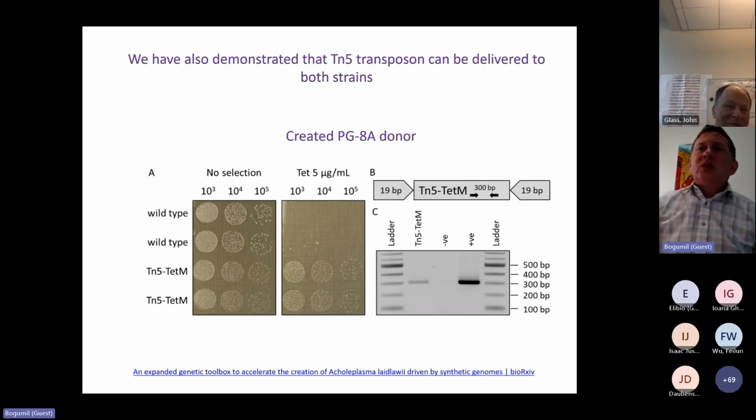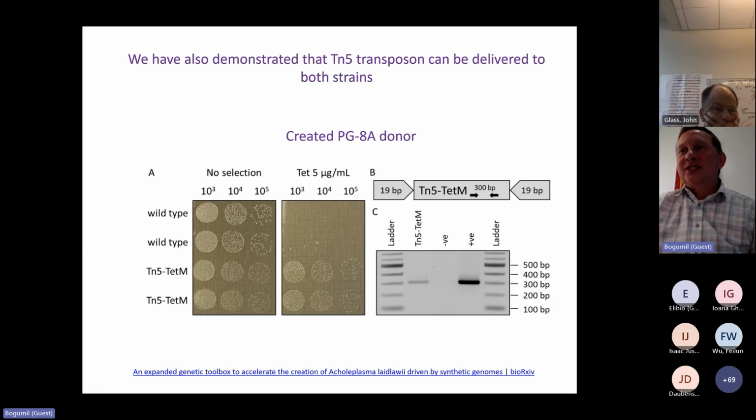A few other tools were developed, such as transposon mutagenesis, and this is the only time that we were able to transfer a DNA construct to the PGA8 strain. We got only one colony, but we have a donor strain right now with a tetracycline marker. Tn5 works better in the AD195 strain, but in this one, at least we were able to move the DNA. So in theory we have a donor strain right now.